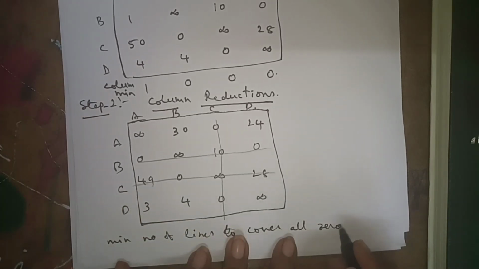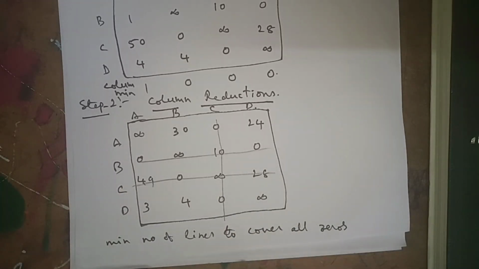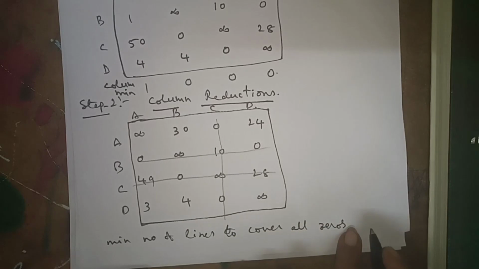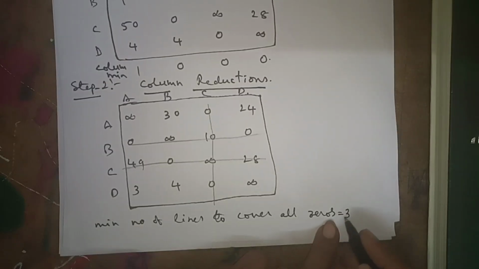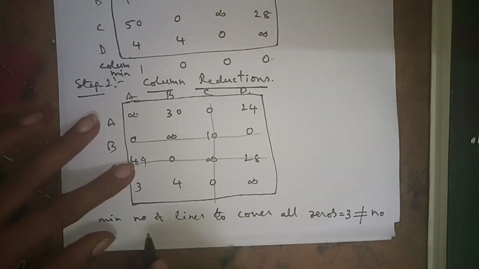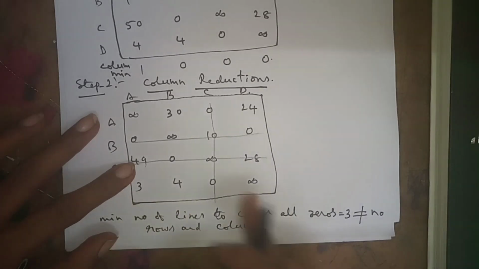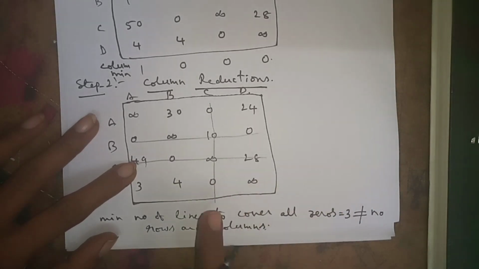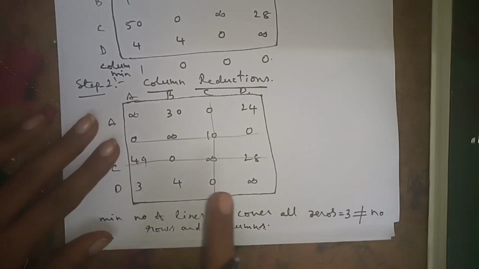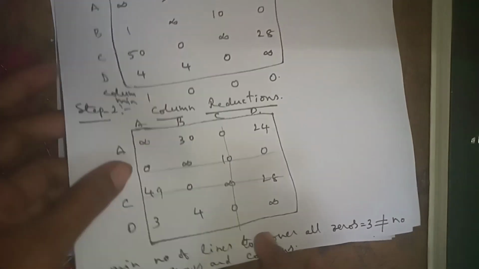The minimum number of lines to cover all zeros should be equal to the number of rows and columns. How many rows and columns are there? 4. But the minimum number of lines to cover all zeros is 3, which is not equal to the number of rows and columns. Minimum number of lines we have got is 3, and the number of rows and columns is 4. Because 3 is not equal to 4, therefore the solution is not optimal.